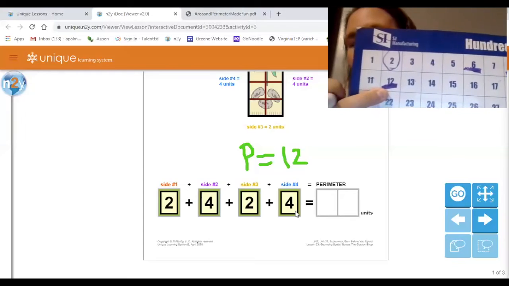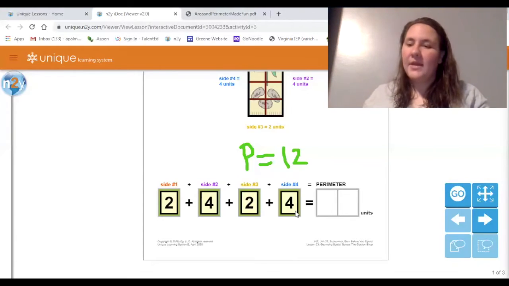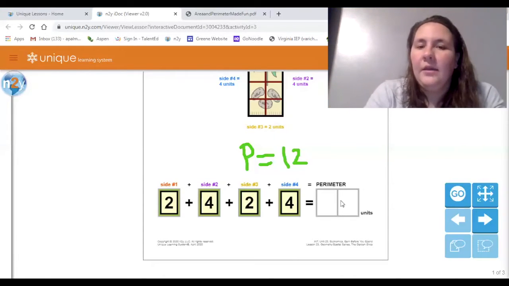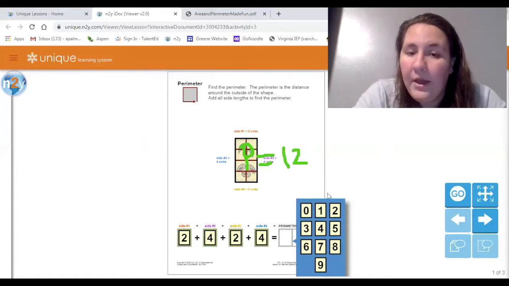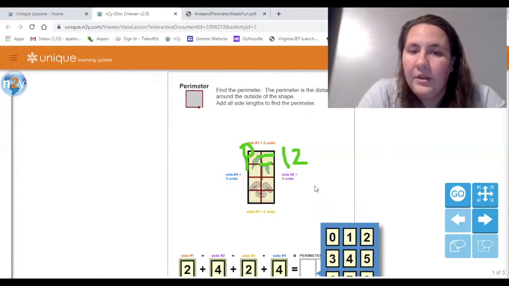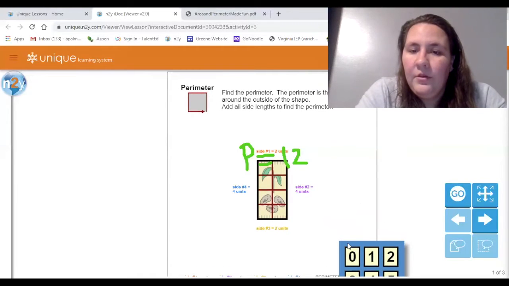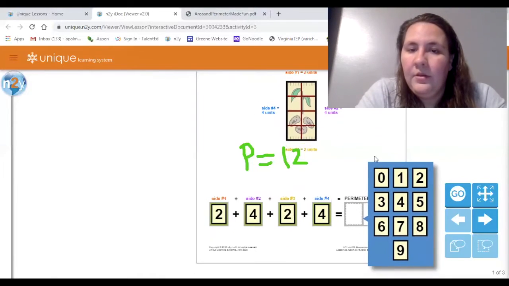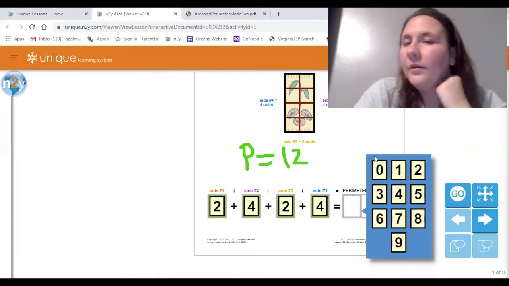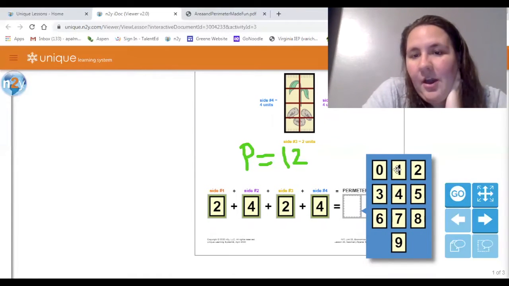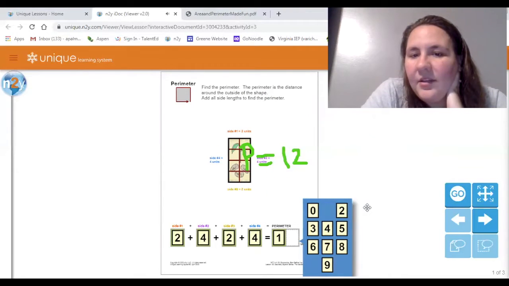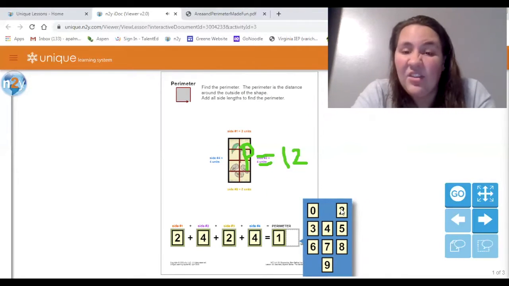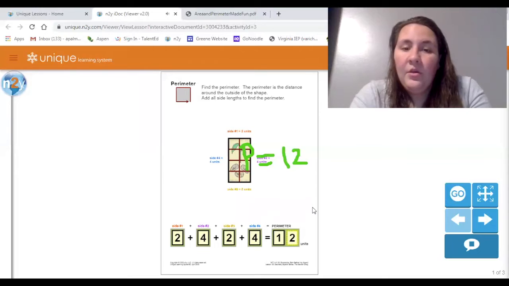So I landed on the number 12. So I'm going to type that number in here. Can you find the 1, because the 1 comes first in our number 12. So touch the 1 with your finger. Good job. And then what comes next in the number 12? Very good, a 2.